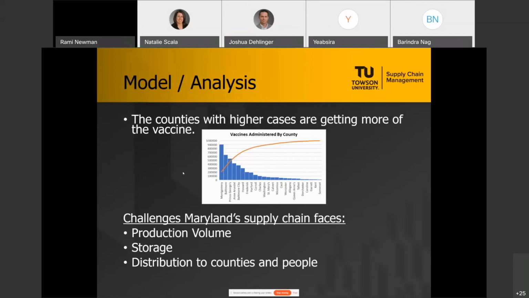And then to address the last question, for the first part, I wanted to outline some of the challenges the Maryland supply chain faces, which are, of course, production volume, getting enough tests and vaccines out to our citizens, and storage of the vaccine, because the vaccine needs to be held in specific freezers, and it can only be out for a certain amount of time. Once you mix the vaccine, you can only leave it at room temperature for 6 hours, and then it goes bad. So in that 6 hours, we need to get however many doses are made out to people, and then distribution to the counties and people that need it.